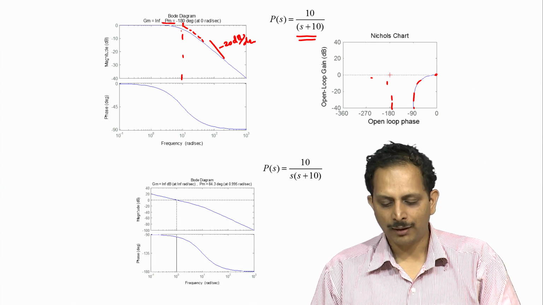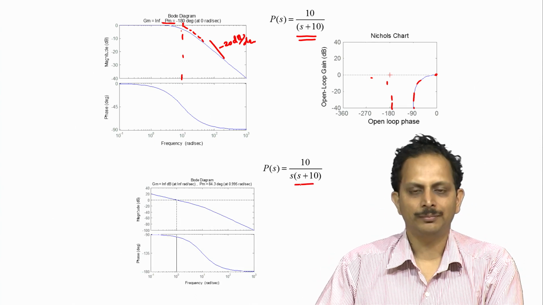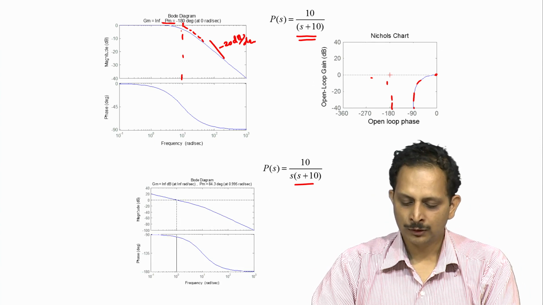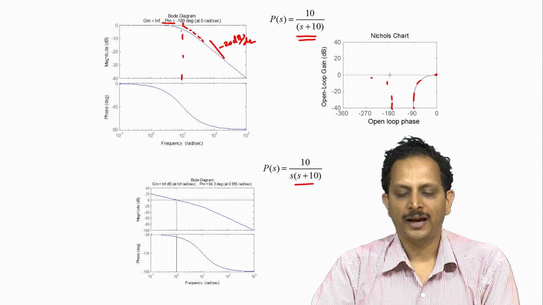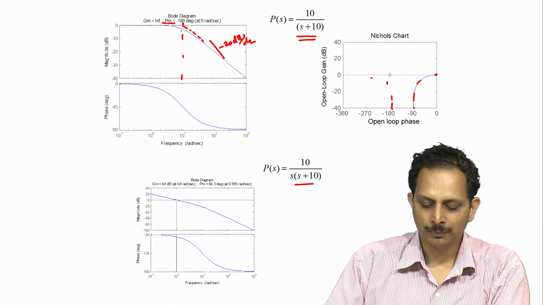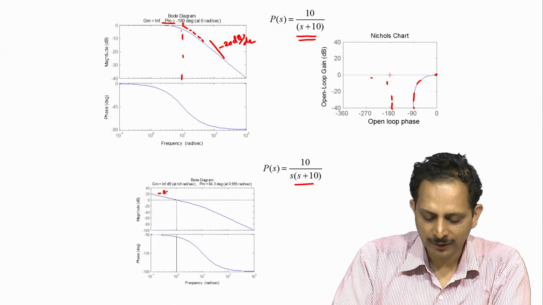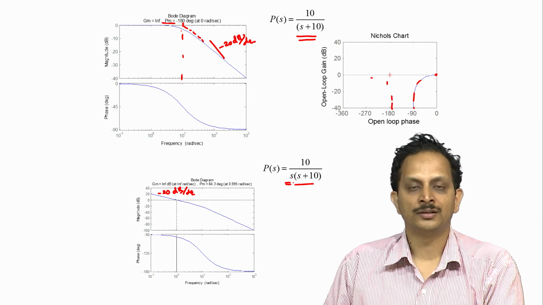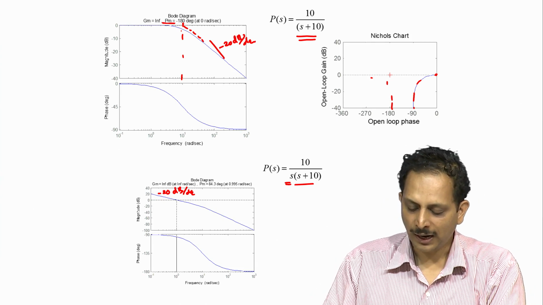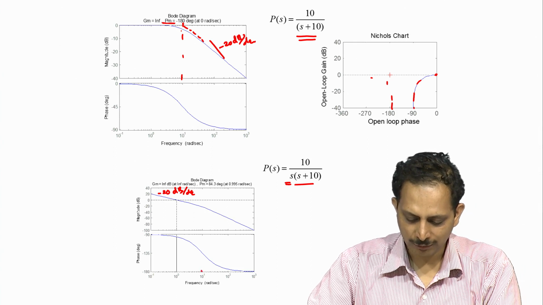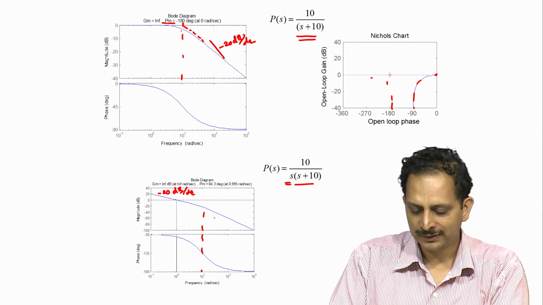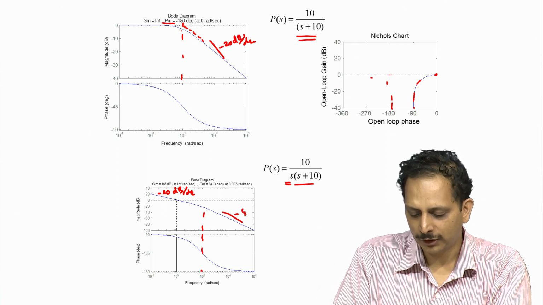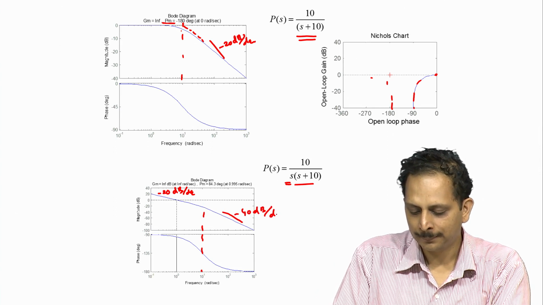The second example I have considered is a second order system, namely P of s is equal to 10 by s times s plus 10. So, in the low frequency end, the Bode plot of this plant will have a minus 20 dB per decade roll off on account of the presence of the integrating term here, and at the corner frequency of 10 radian per second, the characteristic will roll off at the rate of minus 40 decibels per decade.